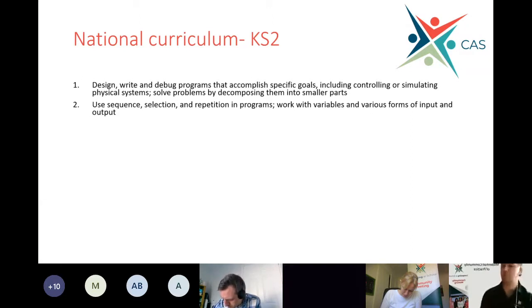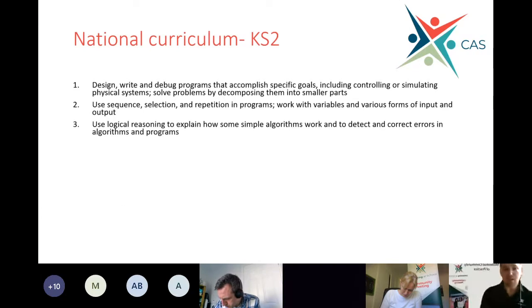So obviously starting to build up more complex programs. And then using logical reasoning to work out how algorithms work, and detecting errors and so on. And with that area, I think Primm really does work and hit all those three points.